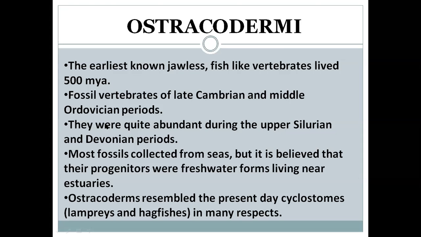And these Ostracoderms were quite abundant during the Upper Silurian and Devonian periods. Most of these fossils were collected from seabeds. Even though many of the Ostracoderm fossils have been collected from seas, scientists believe that the progenitors, or the ancestors, of these Ostracoderms were freshwater forms living near the estuaries.